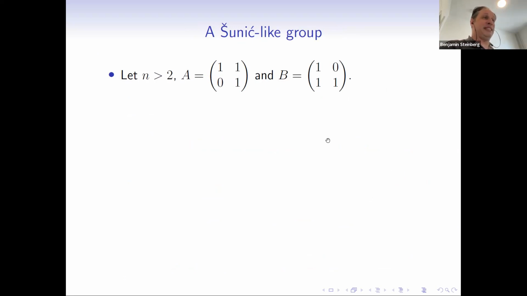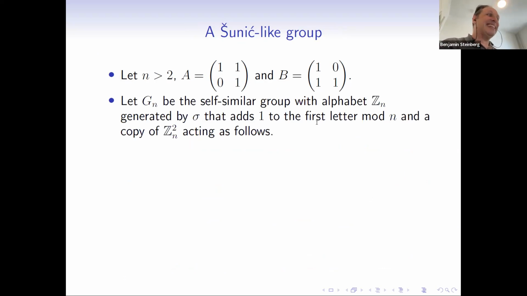Let n be at least 2, and take these two matrices. These two matrices, of course, are quite famous. Let Gn be the self-similar group with alphabet Z mod n. Now n is no longer a prime. It is generated by sigma, which adds 1 to the first letter mod n, so it just cyclically permutes the trees hanging under the root.